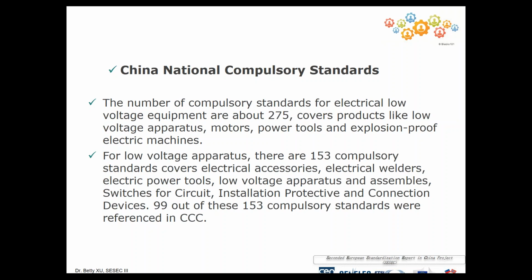And for the low voltage apparatus, there are 153 compulsory standards covering electrical accessories, electrical builders, or electrical powers. Basically, 99 out of these 153 compulsory standards were referenced in SESEC, so SESEC certification is needed. And then, these two compulsory requirements can be regarded as market access requirements for low voltage equipment.